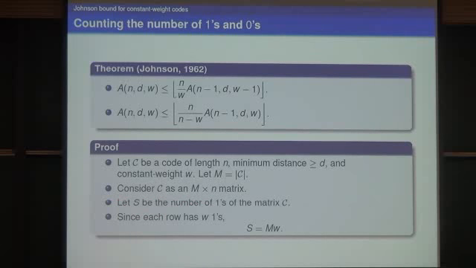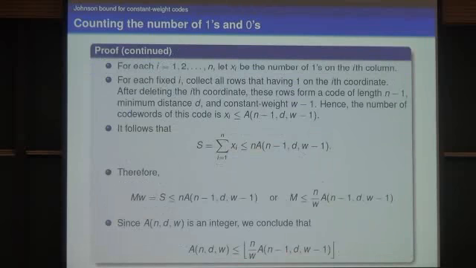If we look at the rows, because this is a constant weight code, each row has weight w. So for each row we have w ones. We have a total of m rows, so the number of ones is mw, right? But if we look at the columns, let x_i be the number of ones in the i-th column.